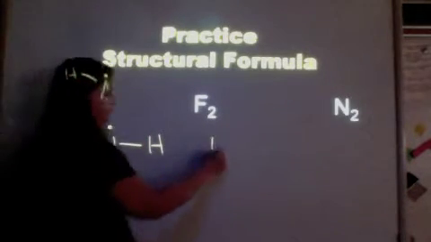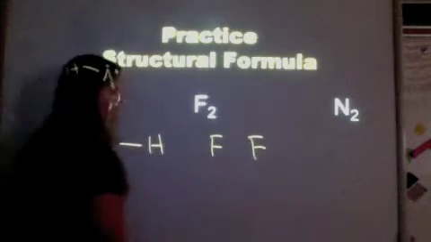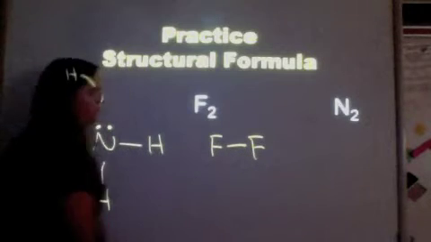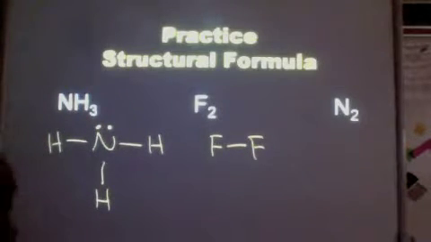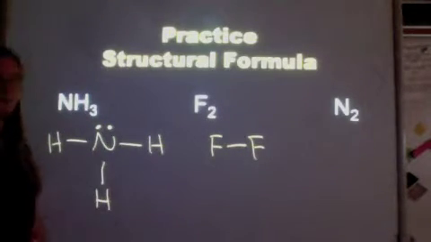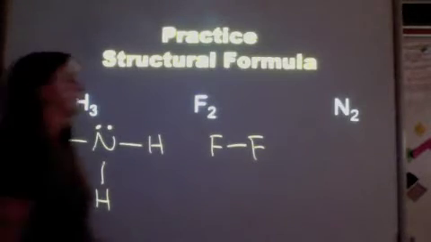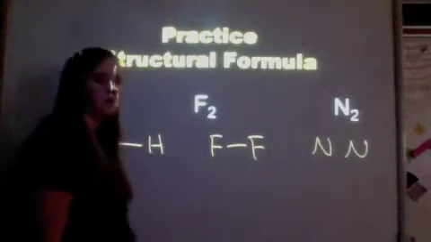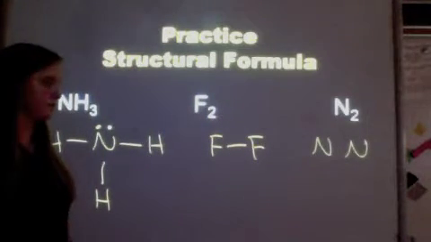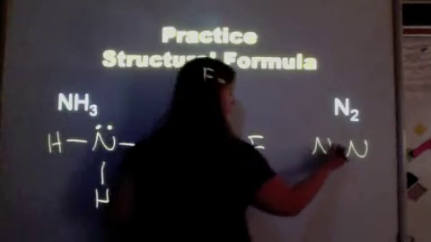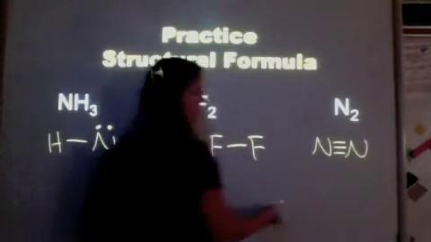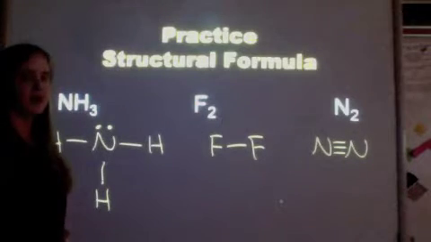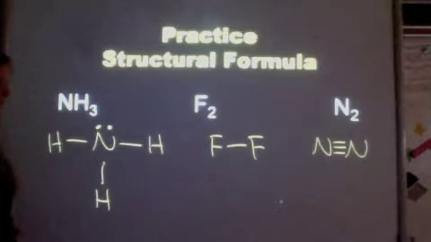For F2, we have fluorine. Again, only one shared pair between, so we're only going to put one line. Since there's technically no center atom, we don't need to worry about leftover dots. N2. How many pairs of electrons did we have circled between these two? We had 3. So therefore, when you draw the structural formula, you need to have 3 lines between the 2 nitrogens. Again, no center atom. Don't worry about leftover dots.